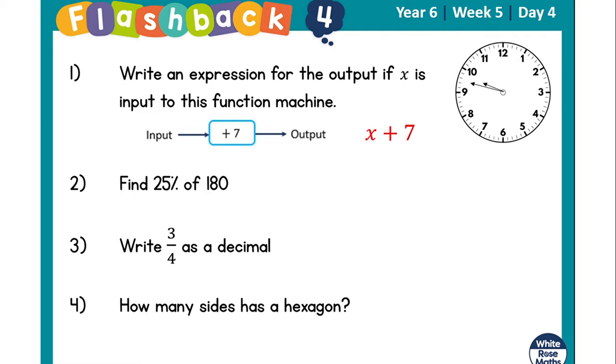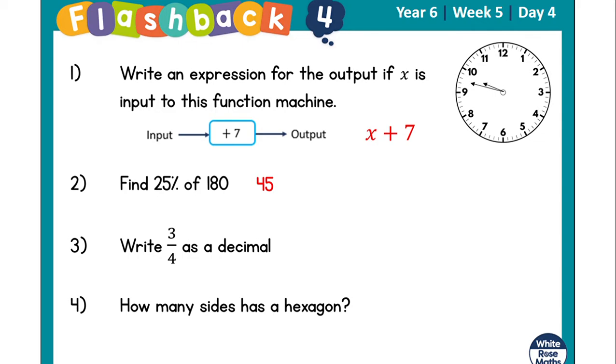Okay, number 2. Find 25% of 180. Well, 25% is the same as a quarter, because a quarter of 100 is 25. So what we need to do is find a quarter of 180. We find a quarter by dividing by 4. And a good way to divide by 4 mentally is to half and half it again. So if we halve 180, we get 90. And if we half 90, we get 45. So the answer is 45.